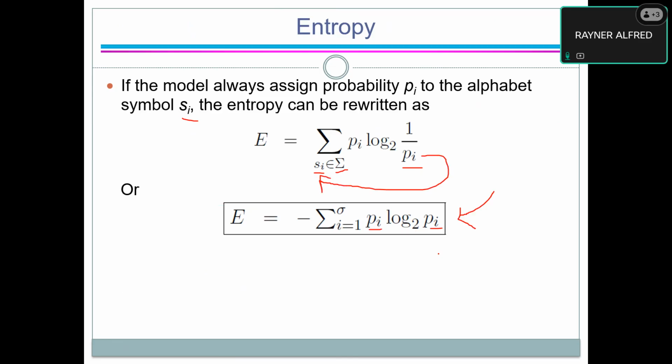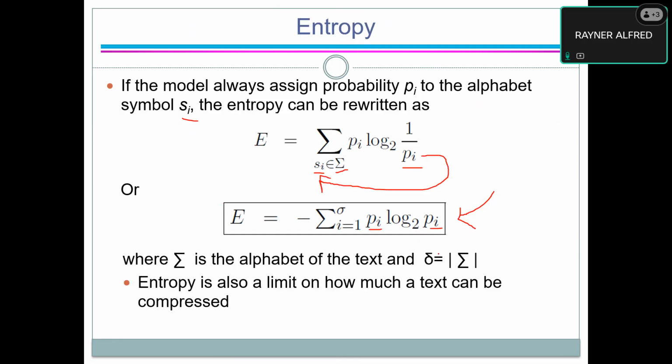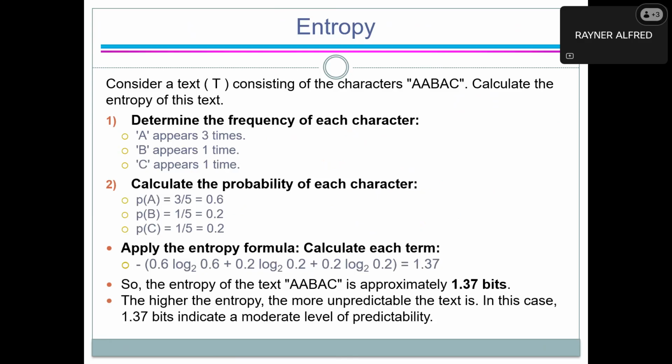Okay, so let's take a look at how we apply this. For example, we have this term. We want to know what the entropy is for this. We look at how many times A appears, 3 times, B 1 time, C 1 time. So we calculate the probability of each. This is actually 3/5, 1/5, and so on.